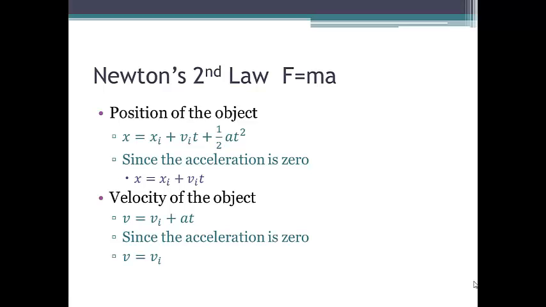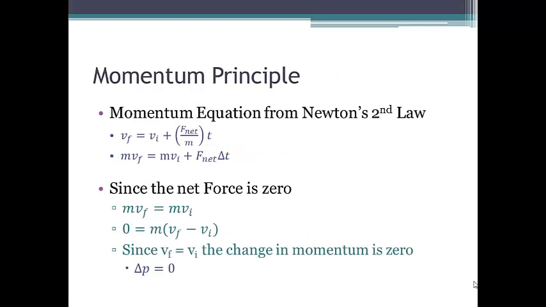We can also calculate the velocity of the object from Newton's second law using that velocity equals the initial velocity plus acceleration times time. Once again, since we're doing constant velocity, acceleration is 0, and the velocity is a constant. The final velocity equals the initial velocity.